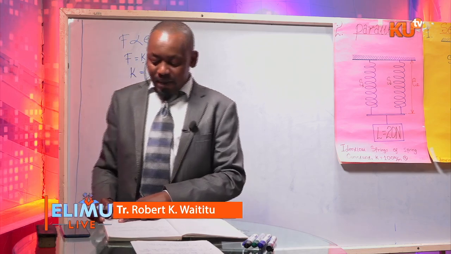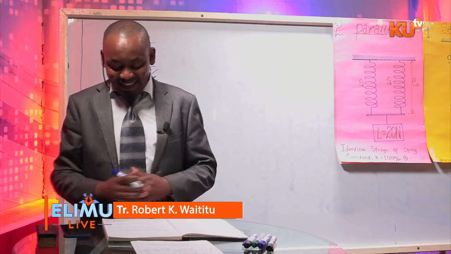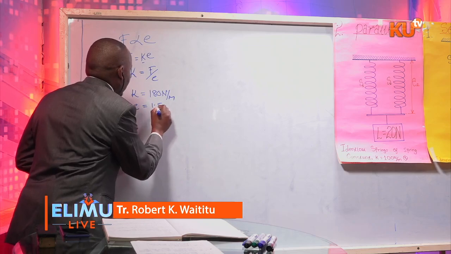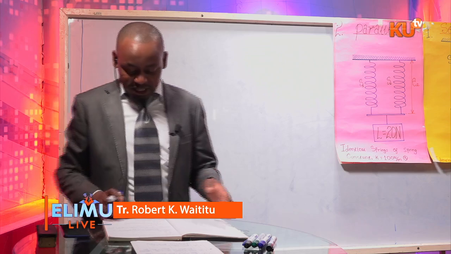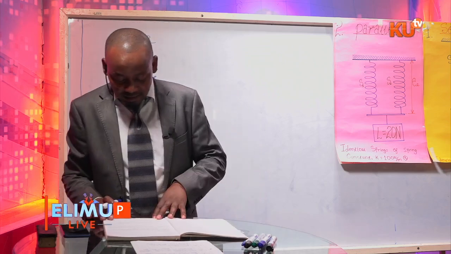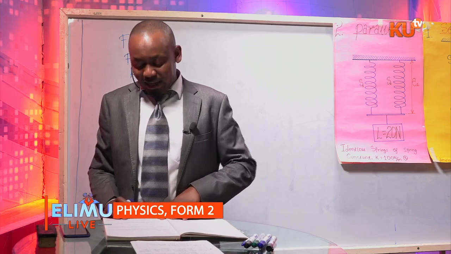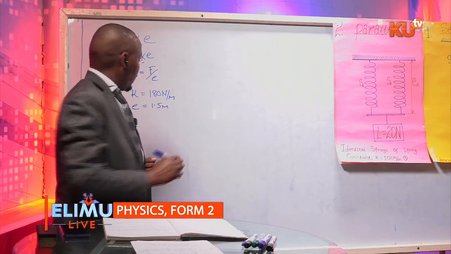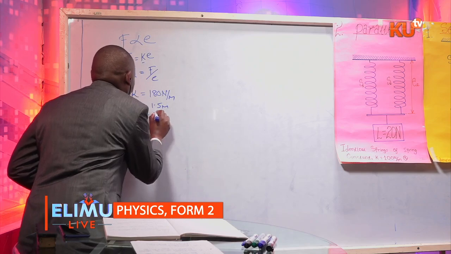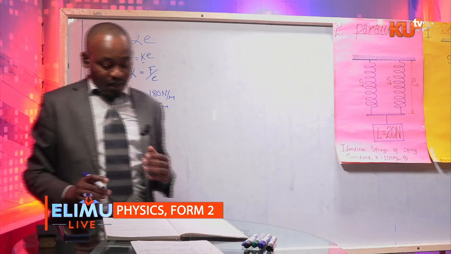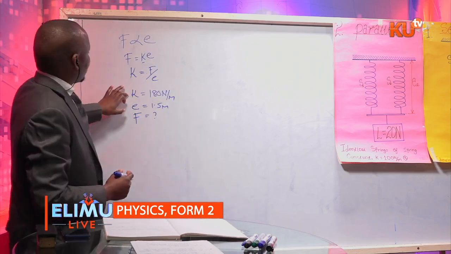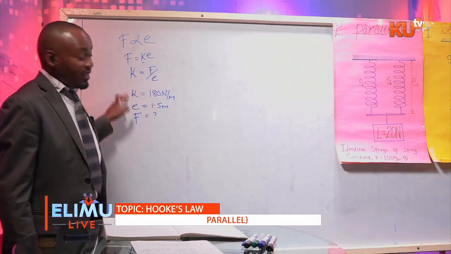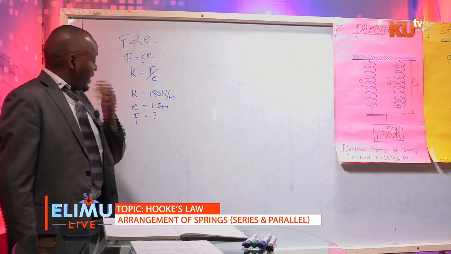A spring whose constant K is 180 newtons per meter extends by 1.5 meters when a force F is suspended on it. Find that force F. So we do not have F. Remember, in the first example that we had, we found the spring constant K. But this time, we have been provided with the spring constant K. And also, we have been provided with the extension.